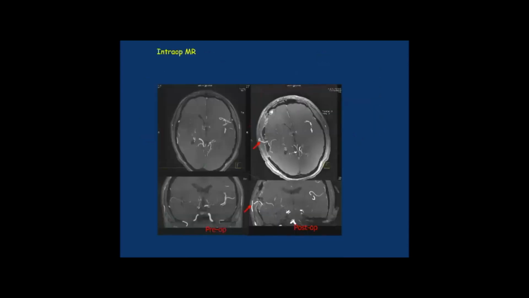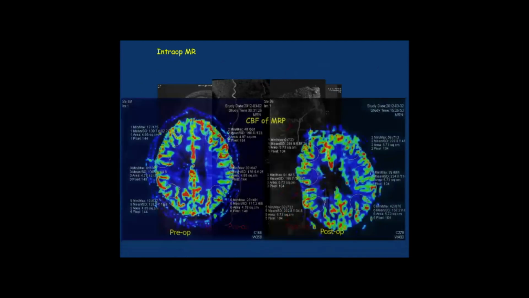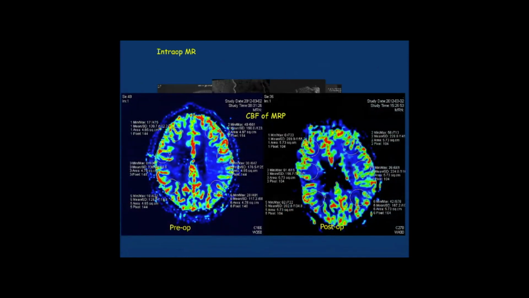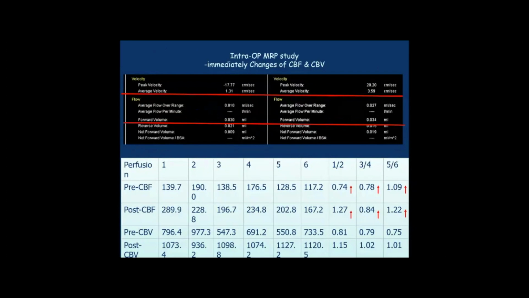Intraoperative MR, we can see the bypass was patent. And this is the CBF and CBV change intraoperatively. So this is an intraoperative MRP study. We can see the immediate change of CBF and CBV.